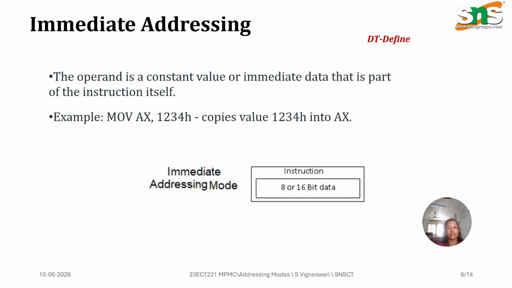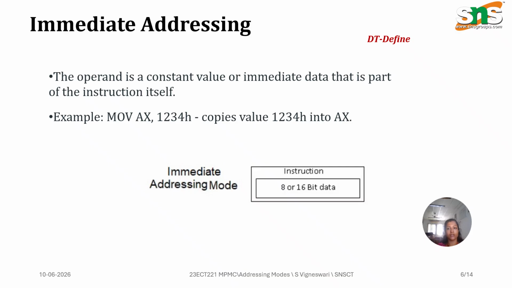The processor does not need to access the memory separately to fetch this data. Think of it like receiving cash directly in your hand, and you need not go to a bank to withdraw it. The advantage of immediate addressing is faster execution because the data is readily available. However, it is suitable only when the value is known beforehand and remains constant.